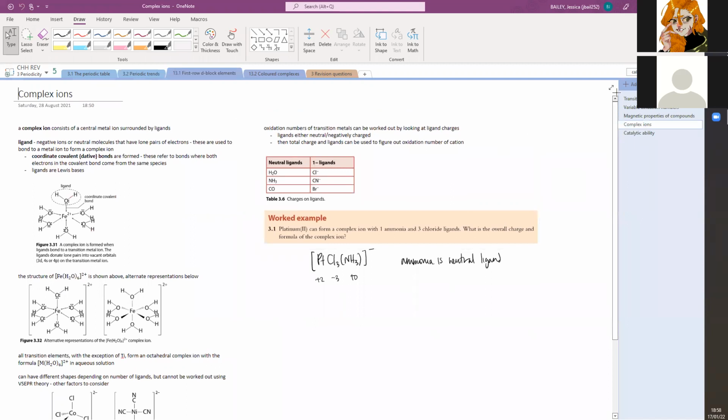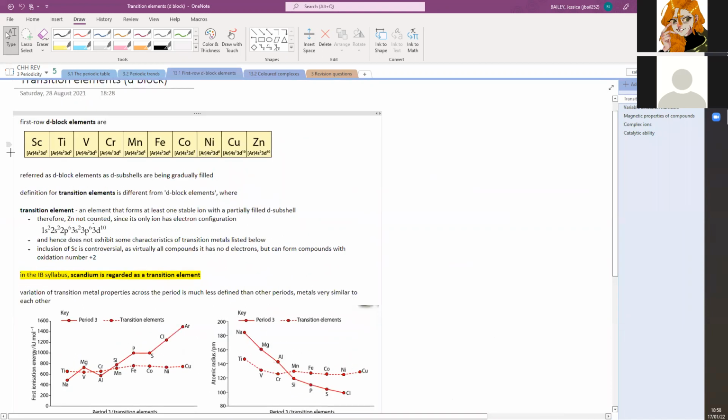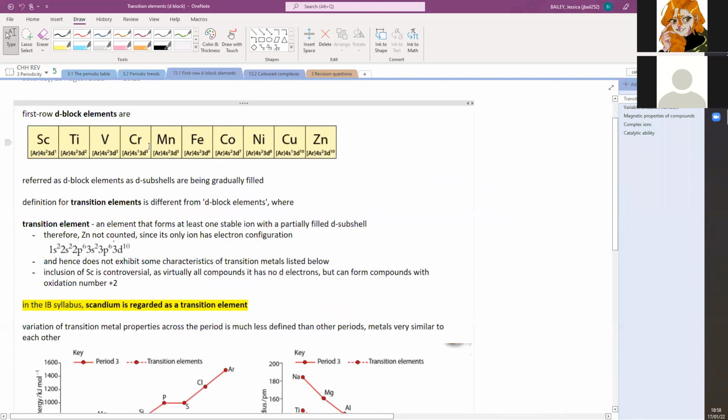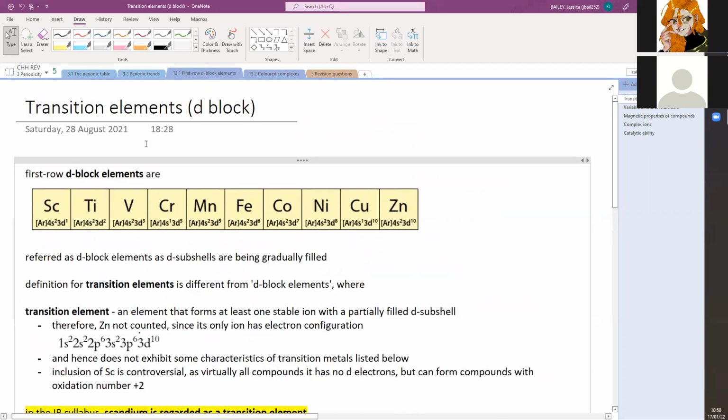So 13's got to do with D-block elements. Now, D-block elements and transition elements are different terms which refer to similar things, but not the same thing. When I say D-block elements, that's everything that has an electron in the D subshell. But transition elements are a certain section of the D block. So this is the first row of the D block, which is all of these elements here.